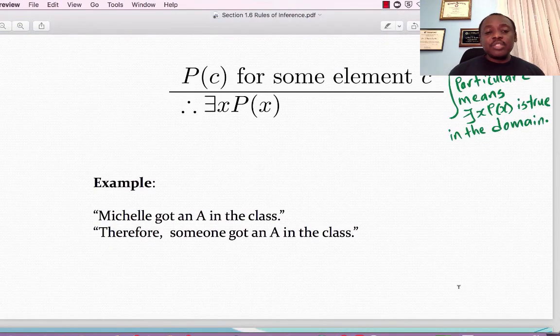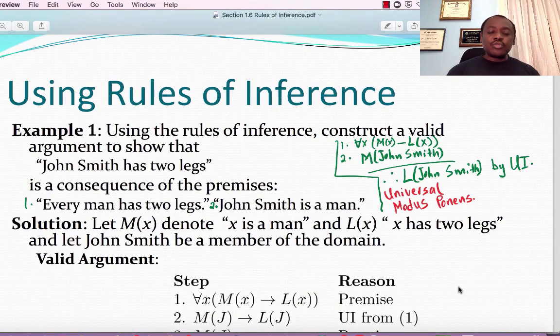For example, Michelle got an A in the class, so I can conclude that there exists a student X in this class such that the student got an A. Okay, so how do we use rules of inference? Example: using the rules of inference, let's construct a valid argument to show that John Smith, J, has two legs is a consequence of the premises.